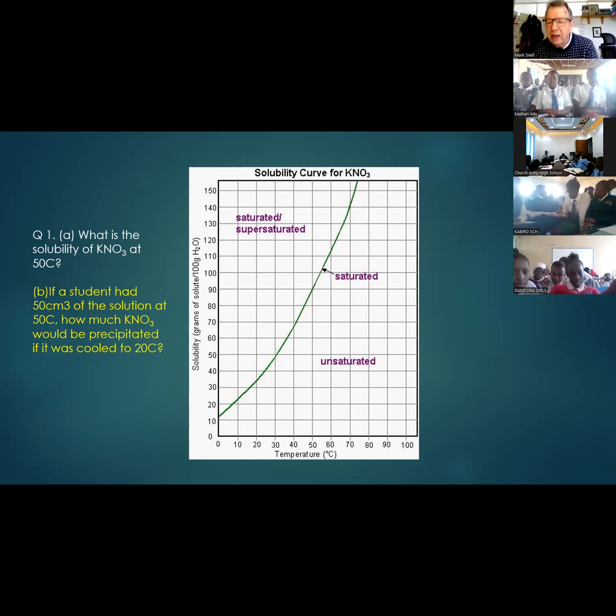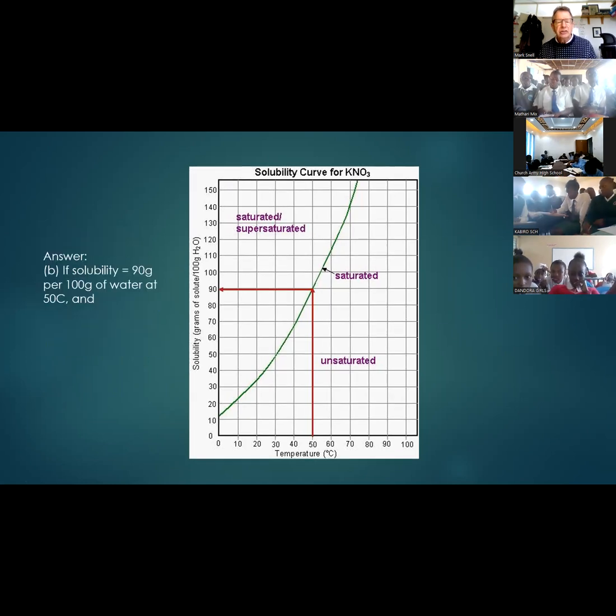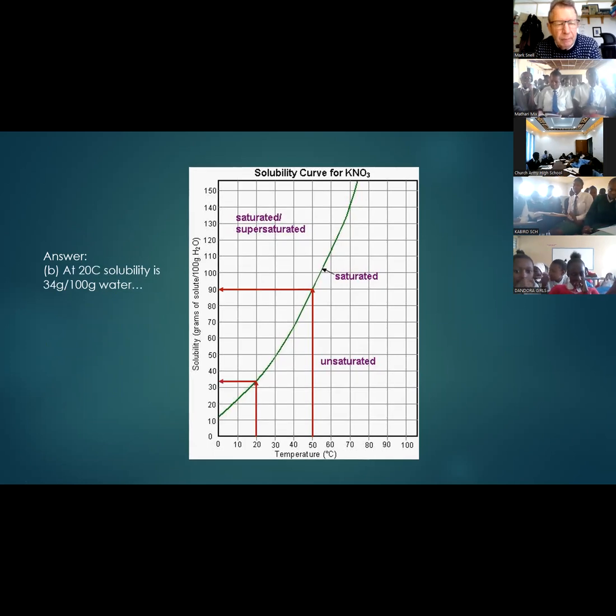Have a quick look at it yourself now. You may be able to remember the answer, but just have a quick look at the graph and see if you can do it. So the student has it at 50, and then it's cooled down to 20, and they've got 50 cubic centimeters of it. What will happen? Well, here's how the person would start by doing it. Firstly, I said in an exam, try to highlight, try to remember exactly what is in the question. So there's the solubility in grams per 100 grams at 50 and at 20.